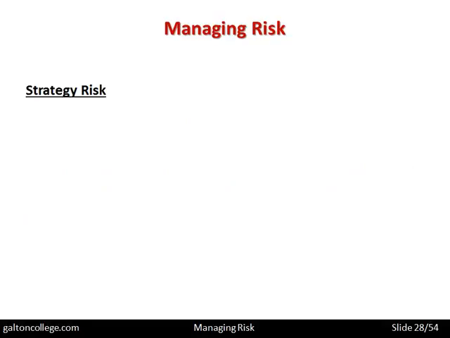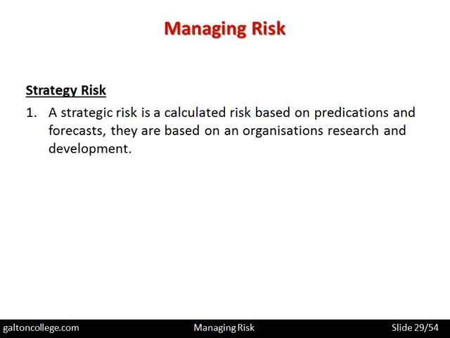Now, strategy or strategic risk. A strategic risk is calculated risk based on predictions and forecasts. They're based on an organization's research and development. So strategic risk is looking at predictions and forecasts. It's what's likely to happen. It's the company thinking if they continue on this course of action, then there is going to be some issue.